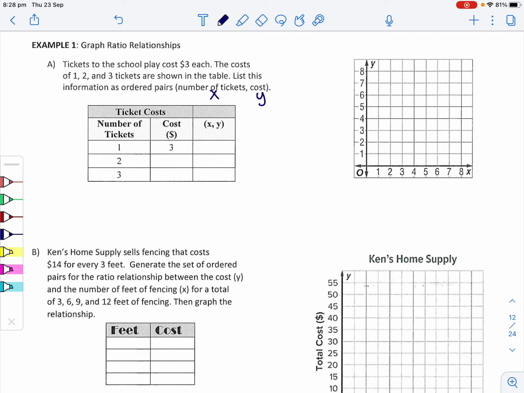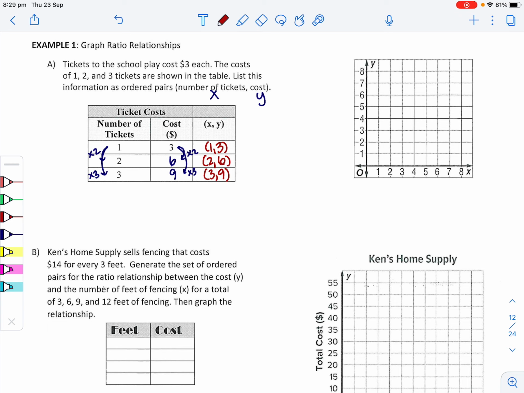And if I do an equivalent ratio, here I multiplied by 2. So I'm going to multiply this by 2 and I get 6. From 1 to 3, I multiplied by 3. So I'm going to multiply by 3 over here and I get 9. You may also see that the pattern is that it's counting by 3s. So I'm going to write these as ordered pairs. So 1, 3, 2, 6, and 3, 9.